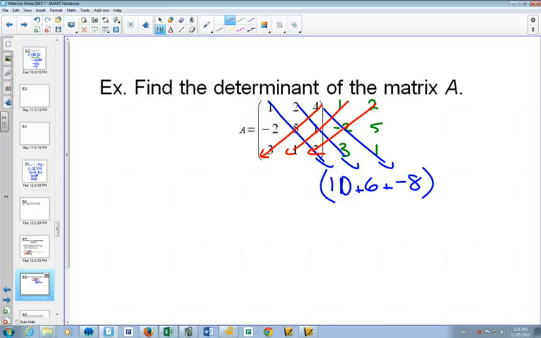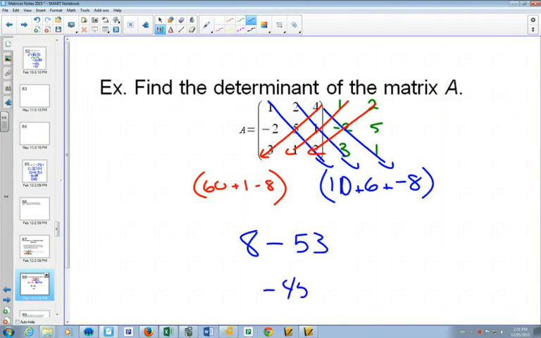The other diagonals, 3 times 4 times 5, 60. 1 times 1 times 1. My arrows are almost too big that I can't see them. 2 times 2 times negative 2, negative 8. So in the blue ones, when we add them all up, we get 8. Minus, and we add all the red ones up, we got 53. 8 minus 53, negative 45 would be our determinant. Yes? Awesome.